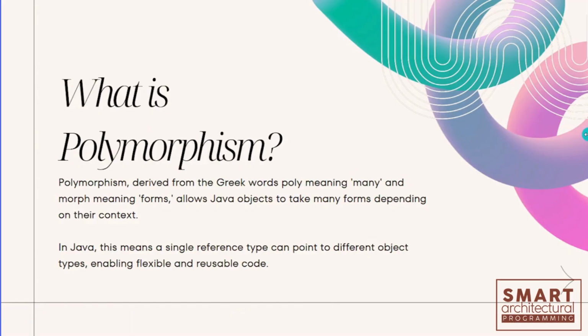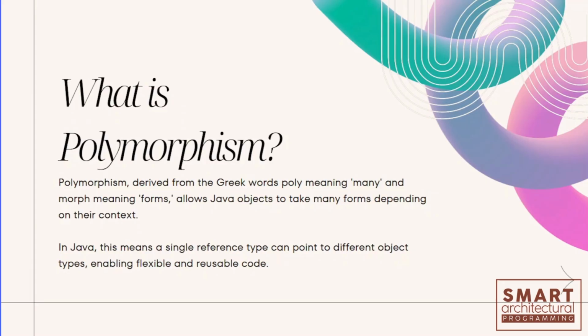So, what is polymorphism? You might have heard of this term a lot in tech circles, especially if you're learning a language and you're into the object-oriented part of the language. Polymorphism is derived from the Greek words poly, meaning many, and morph, meaning forms. So instead of polymorphism, just think of it as many forms, right? It basically allows Java objects to take on many forms depending on the context in which they're being used.